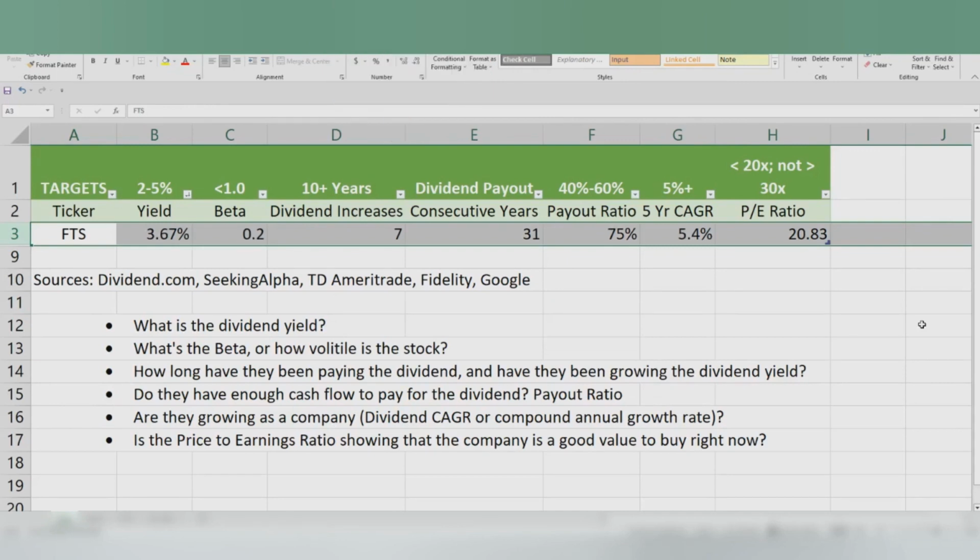Fortis at a 3.67, which is a yield right in the middle of the range. It's okay. Beta is excellent. Dividend increases is okay. Consecutive years of payout, though, is fantastic. The payout ratio is high, but actually pretty in line for electric utilities. And the CAGR is actually good for a utility company, which is pretty steady. Now, the PE ratio is a little high. That's how I would read it.